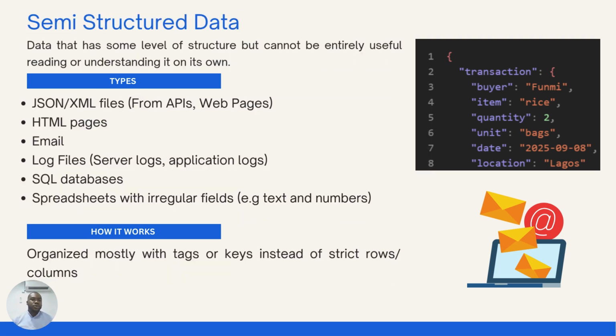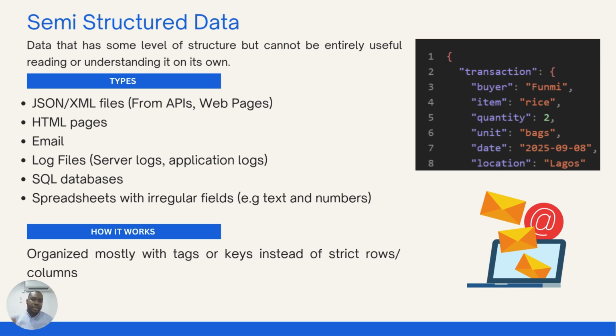Now the next one is semi-structured data. Semi-structured data is data that has some level of structure, but cannot be entirely useful for reading or understanding on its own. Some of those types are your JSON files, which we will come to in subsequent classes, your HTML pages, emails, log files, databases. So these are where data is being put in or kept, right? And most of the time, it's not fully structured because to an untrained eye, if you just look at it, you don't understand. Look at the picture by my side here.